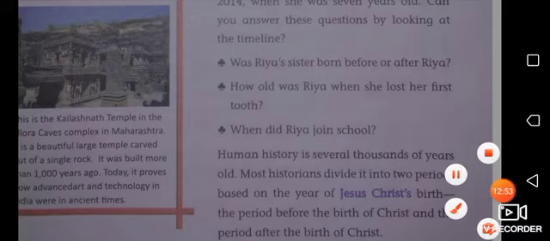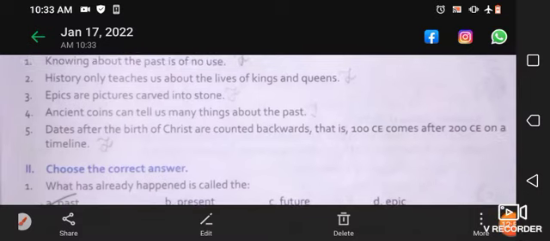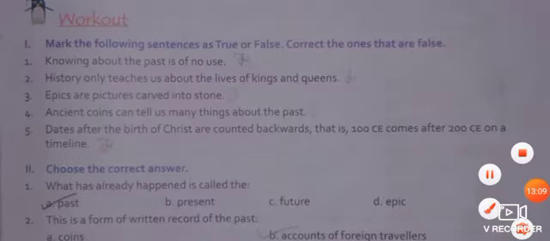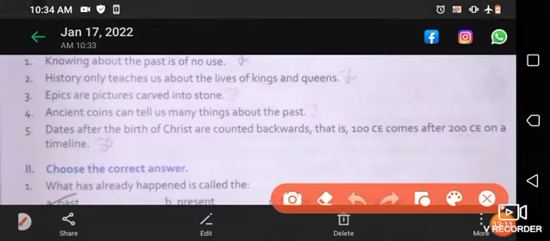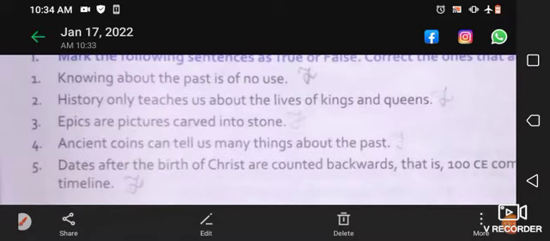Now students, let's move on to the exercises of this chapter. Exercise number 1 is: mark the following sentences as true or false. First one is, knowing about the past is of no use. Is it true or false, students? You have to simply write true or false over here.